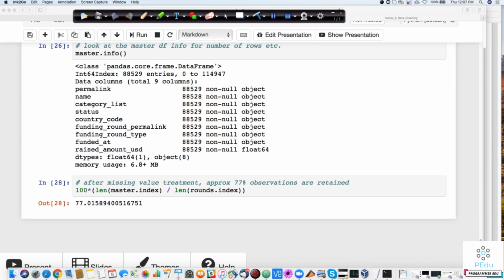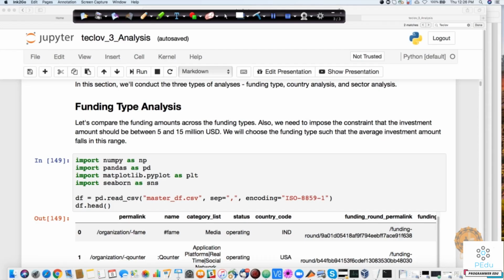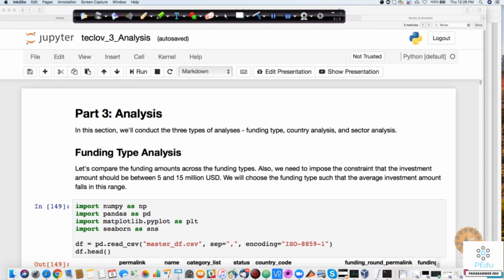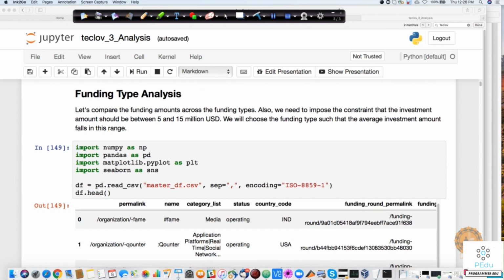So this is what we will be left with, and we will now use this clean data frame for our further analysis. Now in this part we are going to perform some analysis. If you recall from our problem statement, we have to perform funding analysis, country analysis, and sector analysis, right? These are the places where Teclov would like to invest. So remember the constraints we had: investment should happen only between 5 to $15 million, and the second constraint was English speaking countries.